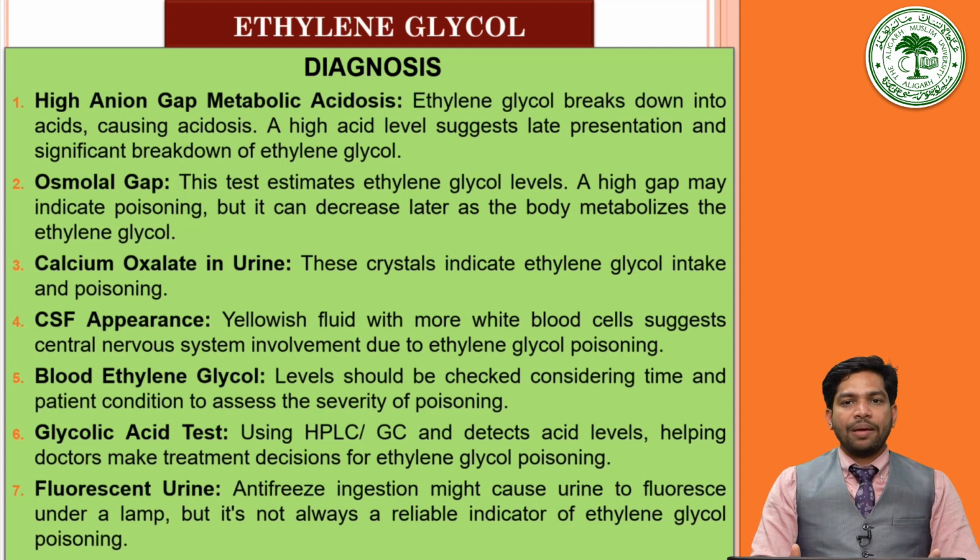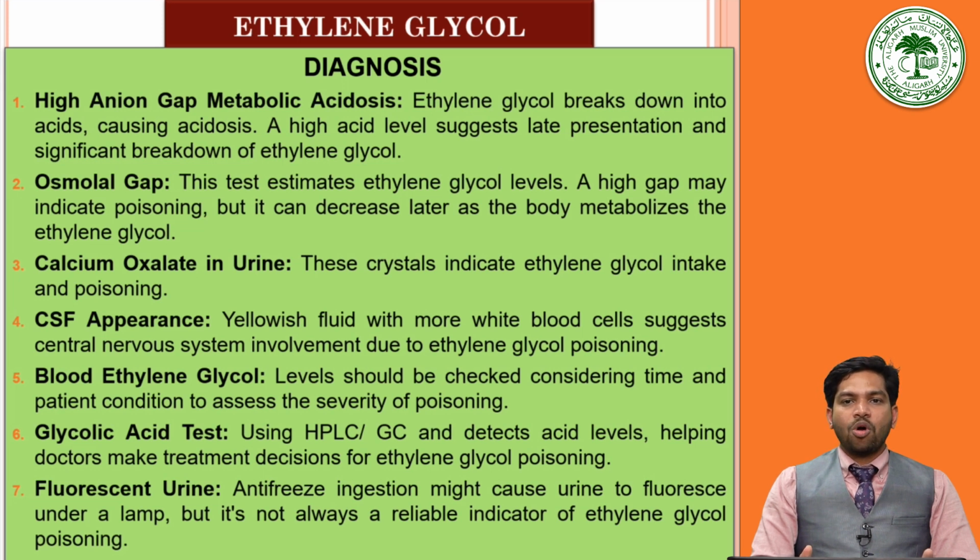Then the osmolar gap, we already talked. In the initial state, the osmolar gap is high, whereas as the metabolites increase, ionic forms increase, so the osmolar gap decreases. So this test estimates the ethylene glycol levels. A high gap indicates the poisoning, but it can decrease later as the body metabolizes the ethylene glycol.